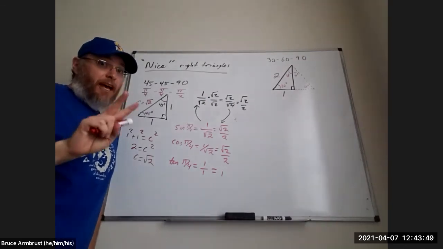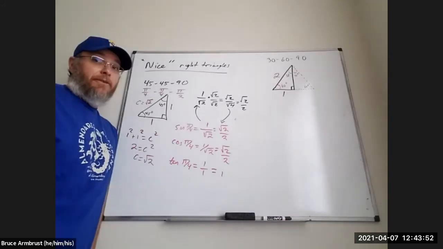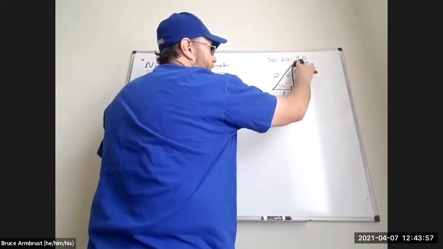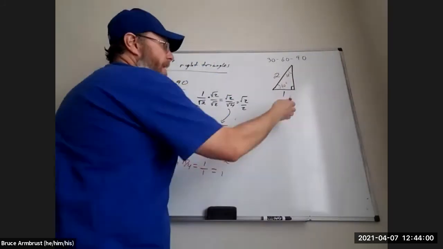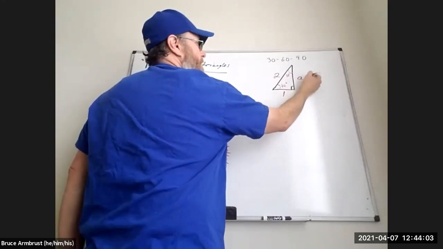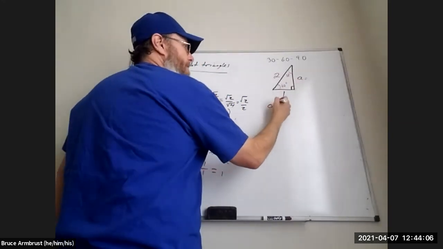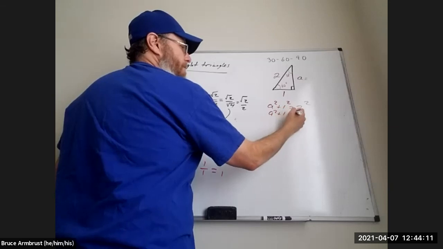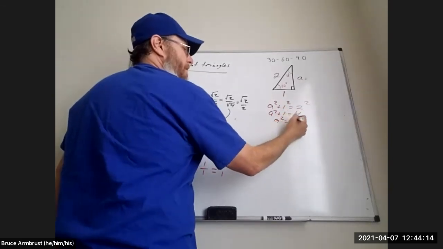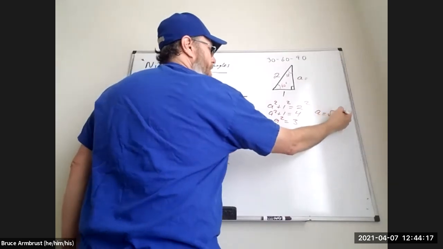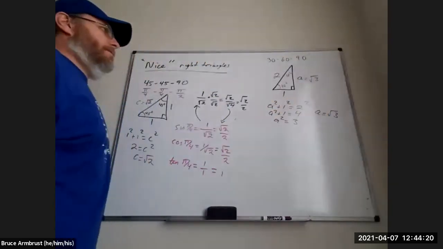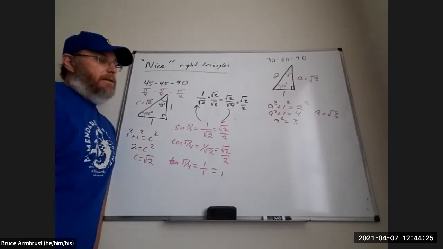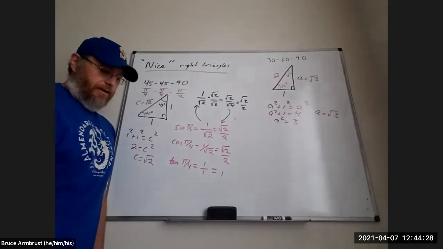All right, well, I've got 2 sides, which means I can get the third side using the Pythagorean theorem. So let me erase this piece, and let's get this third side. I'll call it a. We'll use the Pythagorean theorem. So a squared plus 1 squared is going to equal 2 squared. So a squared plus 1 equals 4. a squared equals 3, or a equals the square root of 3. So there are the 3 sides of this triangle.